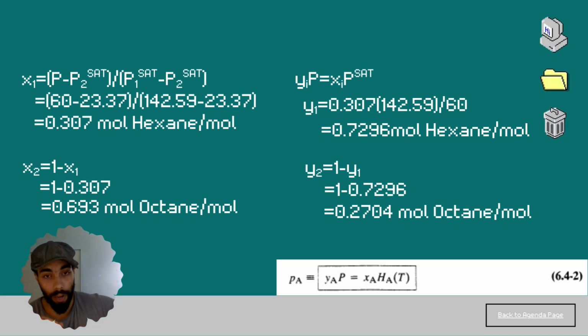Now, to find the molar fraction of hexane and octane in both the liquid and gas phase, starting with the liquid, we just need to find one of the two and subtract it from 1, because the molar composition always adds up to 1.